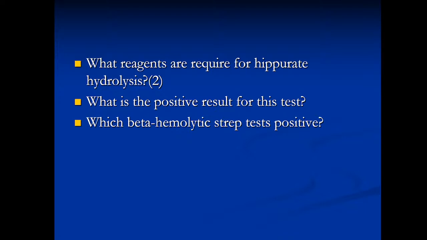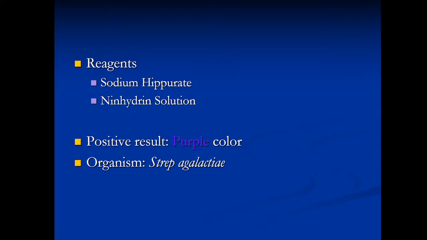All right. So let's answer the last bullet. Which beta hemolytic strep tests positive for this one? It's Streptococcus pyogenes. Streptococcus agalactiae rather. All right. So the answer to the last one is Streptococcus agalactiae. Okay. So next, let's move on to hippurate.